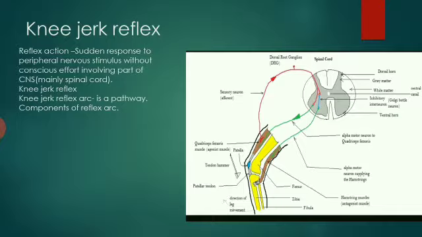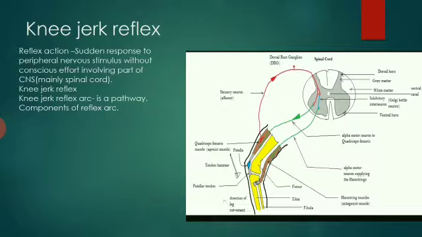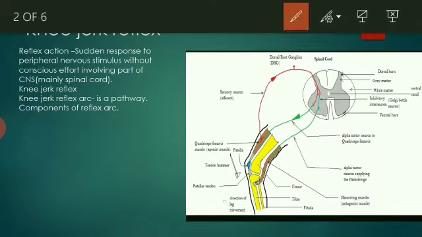Now today I'll be explaining about the knee jerk reflex. What happens in the knee jerk reflex? If the knee is hit with a hammer, then the leg will move forward suddenly. This type of reflex is called the knee jerk reflex.